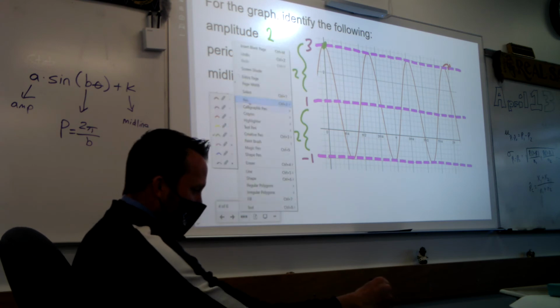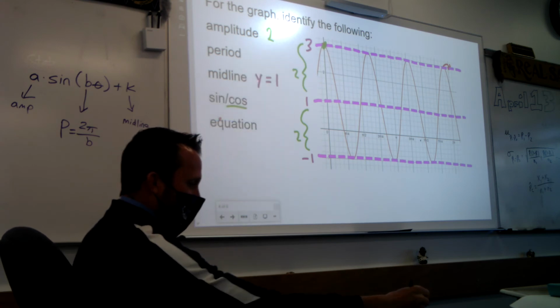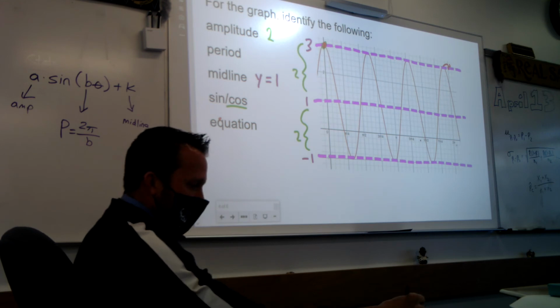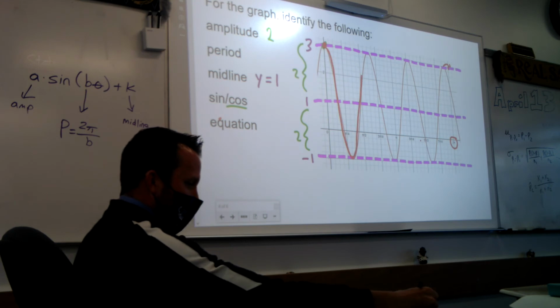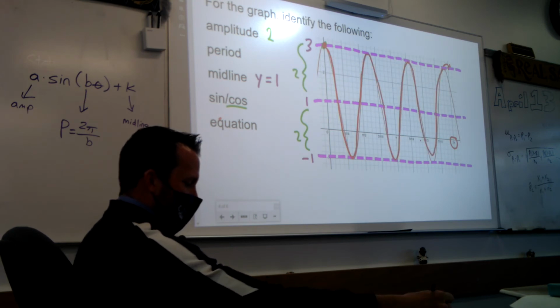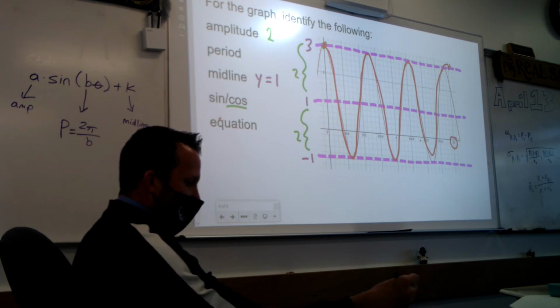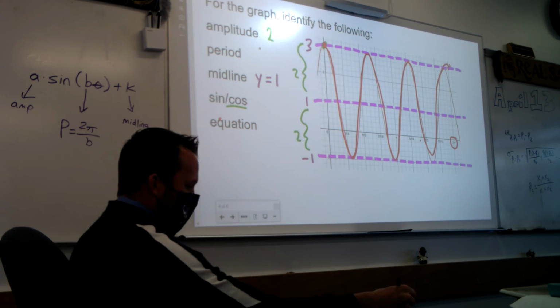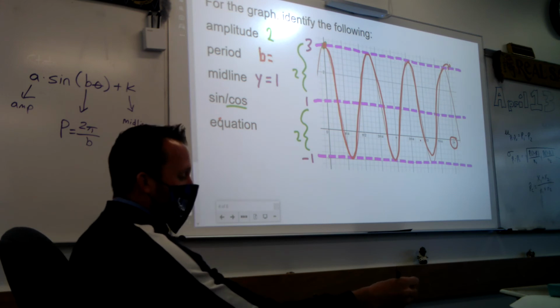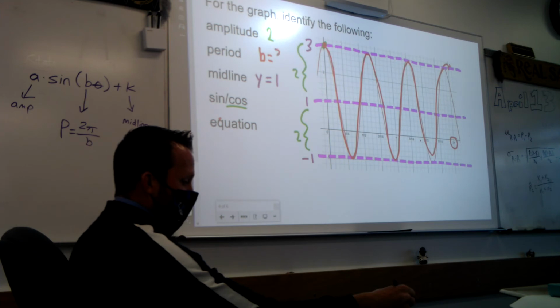This one got a little bit messed up, but let's ask this. How many cycles does this complete in the time it normally takes to complete 1? We do 1, 2, 3. So if it's going through 3 times as fast, what does that tell us about B? We're dividing. B is 3, yeah.